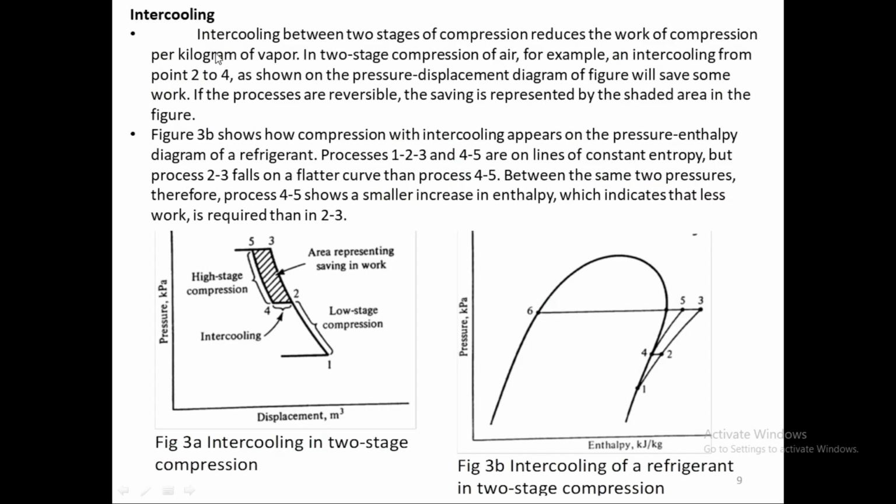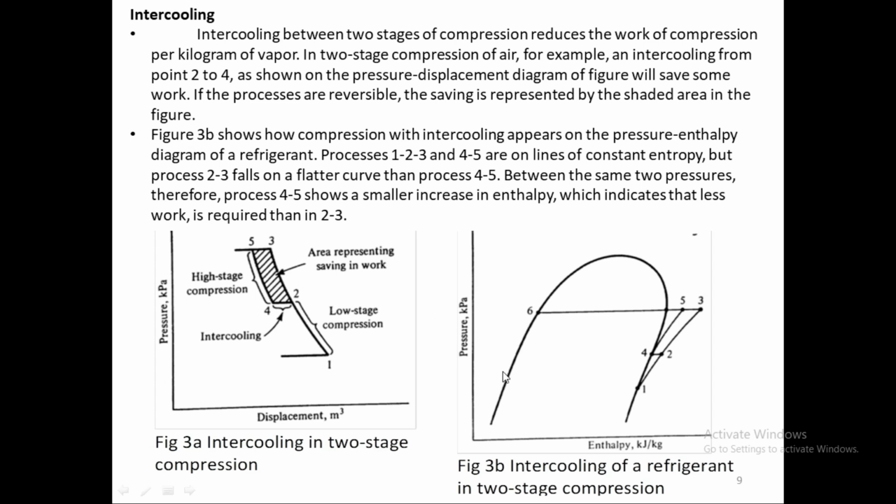So this is the same concept again. Intercooling idea: the intercooling between the two stages of compression reduces the work of compression per kilogram of vapor. In two-stage compression of air, for example, an intercooling from 0.2 to 0.4, as shown on the pressure axis, will save some work, this area representing the saving of the work.